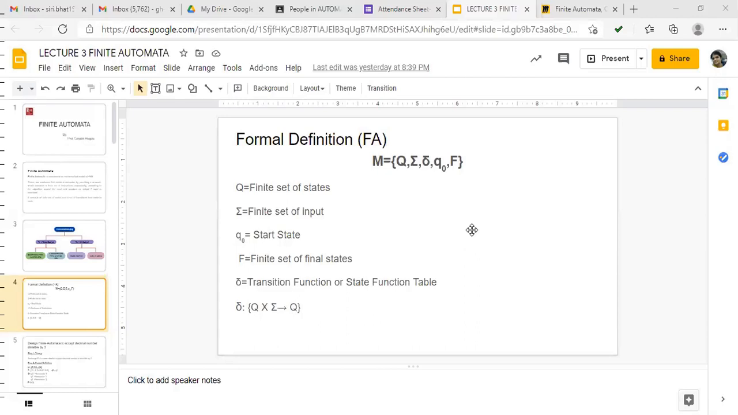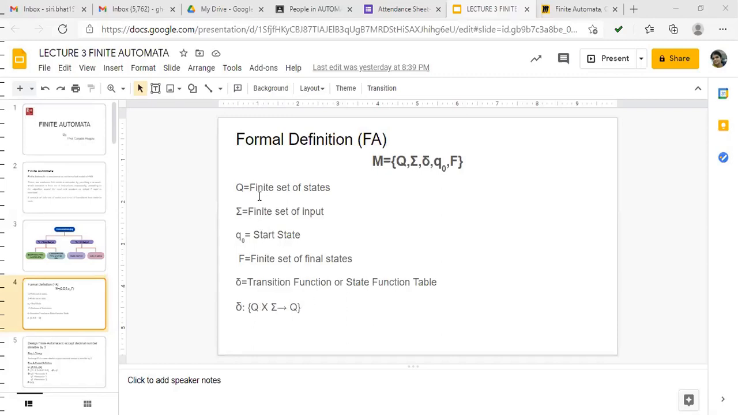In the previous example, the simple example, that is our switch, what did we see? If the state is on and if I give the input push, then it will go to the next state. What is that? Off. Right? So that is given in the delta function, or I will usually call it the transition function. What is this transition function?